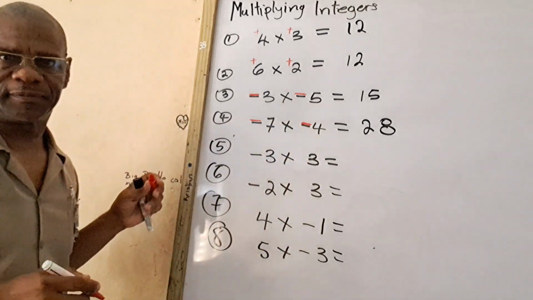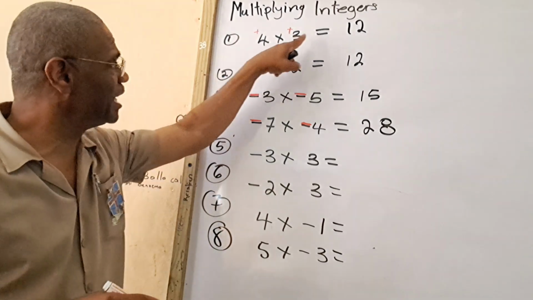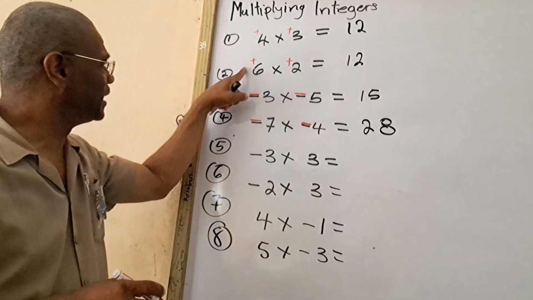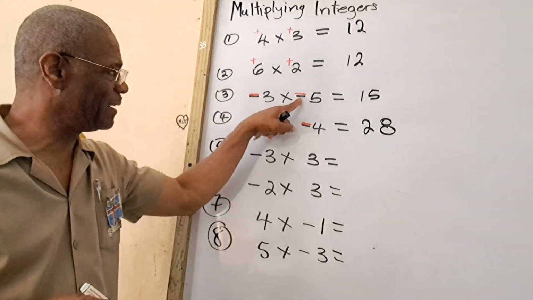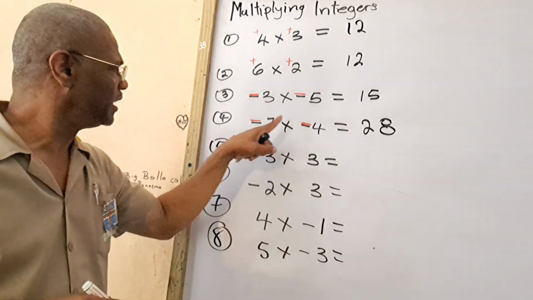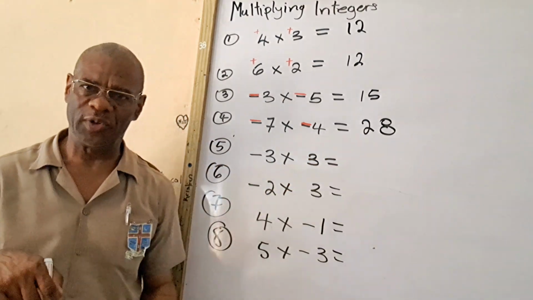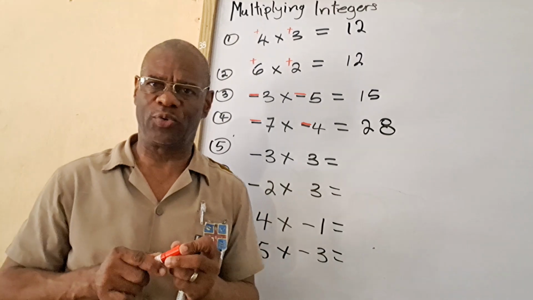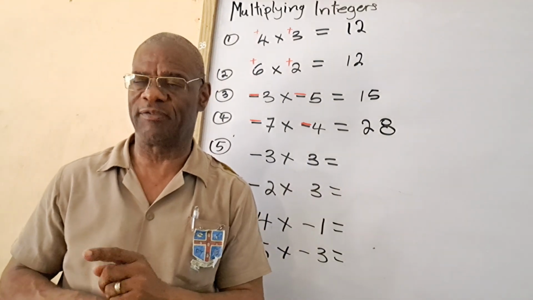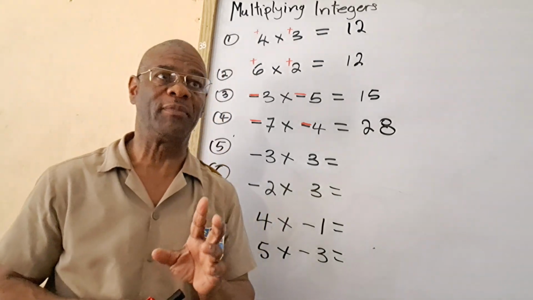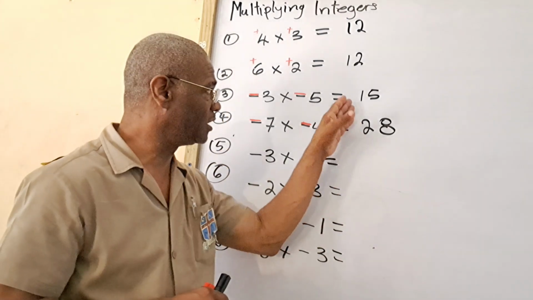The signs are the same, the result is positive. The signs here are the same, the result is positive. Signs are the same, the result is positive. So we can conclude that when we multiply two numbers whose signs are the same, the result is positive.